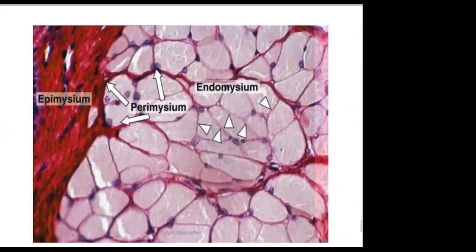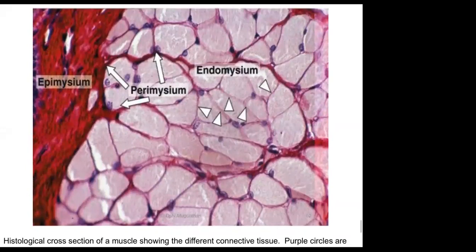And here I just included, I like to show histological examples so we can see what the actual tissue looks like. So here we have a section through a muscle where we can see the different types of connective tissue. Right, so we see the epimysium on the outermost portion here, around the whole entire muscle. Each individual fascicle is going to be highlighted with this perimysium.